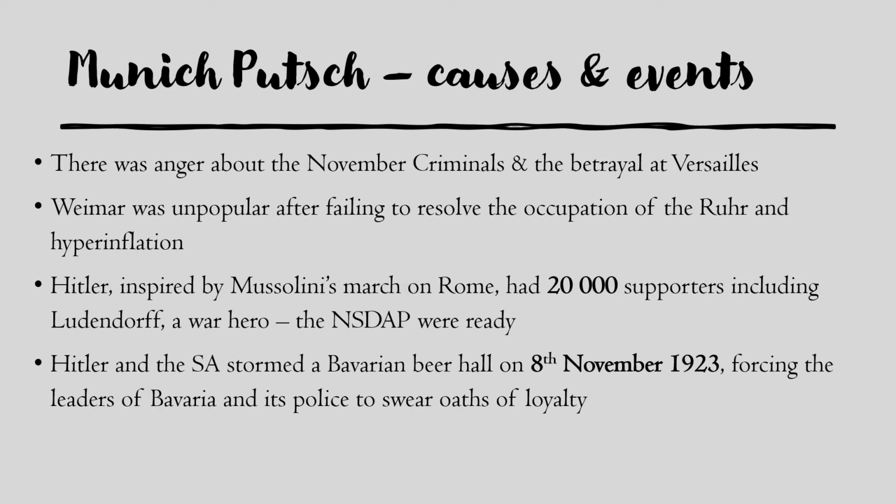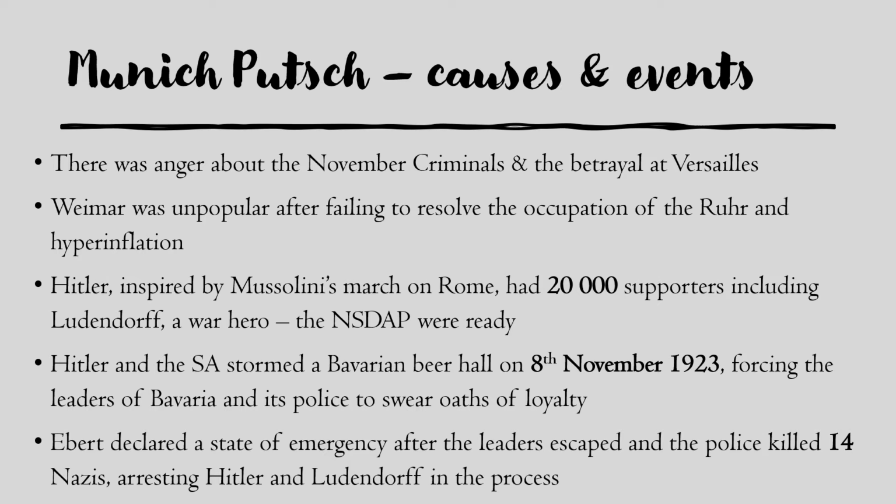So on the 8th of November 1923, Hitler and the SA stormed a Bavarian beer hall, and they surrounded the leaders of both the Bavarian government and the police in Bavaria, and they made them swear oaths of loyalty. And Ebert, who was the president, he declared a state of emergency, and so the police came and they had a full-on confrontation with the Nazis. They killed 14 Nazis, and eventually they arrested Hitler and also Ludendorff.